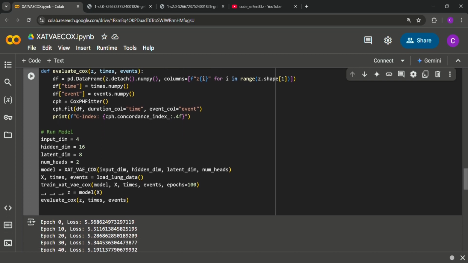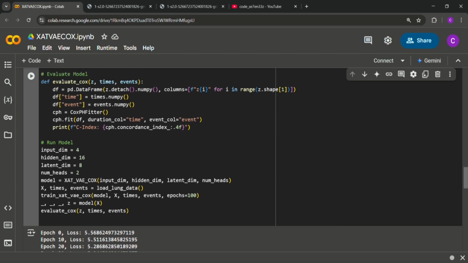Evaluating the model. Extracting latent representation: Z detach numpy converts latent vectors to numpy arrays. Creating a data frame stores Z values and corresponding survival data. Cox model: the CoxPH fitter fits the Cox model to the Z features. Compute the C-index, a metric indicating how well the model ranks survival times. Output: print the C-index to display model performance. A higher C-index, closer to 1.0, indicates better survival predictions.